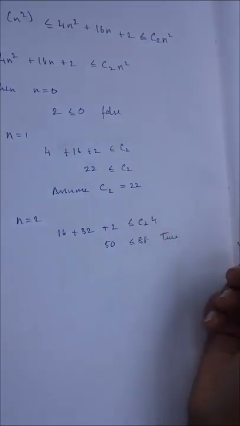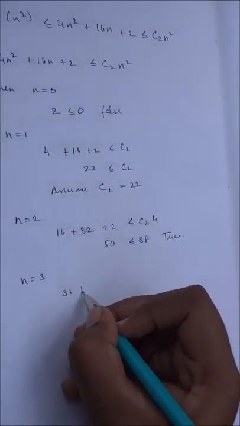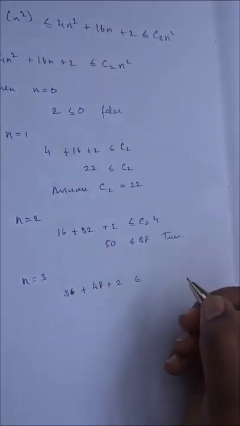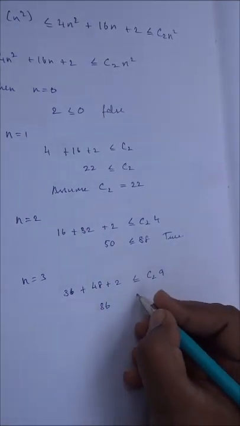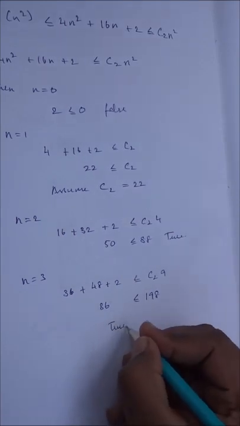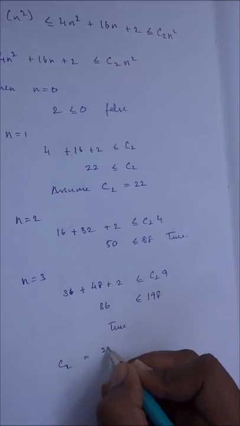The condition is satisfied. Similarly, when applying for n equal to 3, we get 36 plus 48 plus 2 less than or equal to c2 of 9, which results in 86 less than or equal to 198. Therefore, the condition is true. Now we can finally assume that c2 is equal to 22.